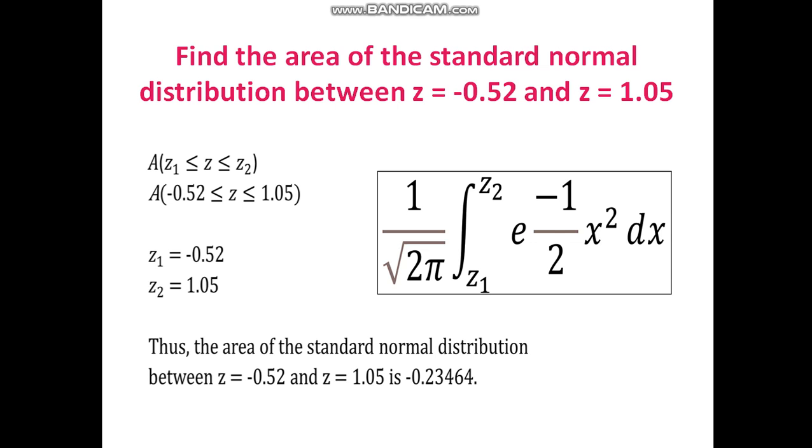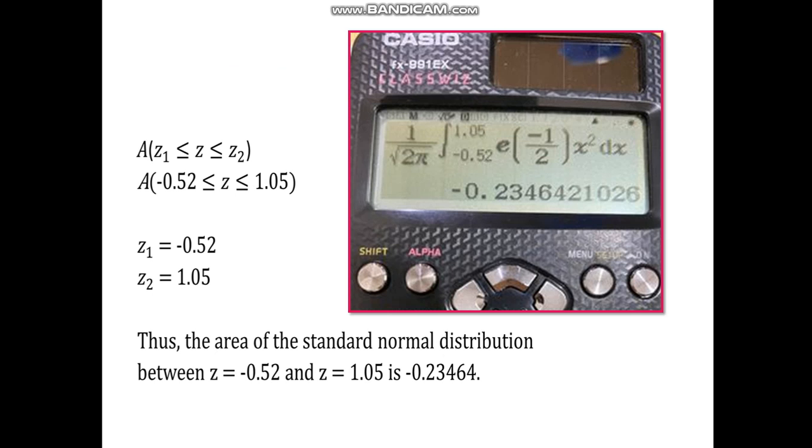So if we input it in the calculator, it will look like this. In just one click, you will be able to get the answer without needing to get the area of the two given. Thus, the area of the standard normal distribution between z equals negative 0.52 and z equals 1.05 is 0.23464.